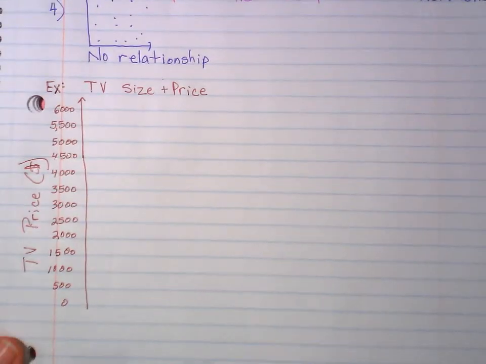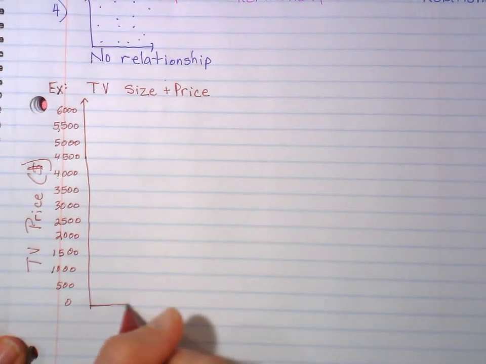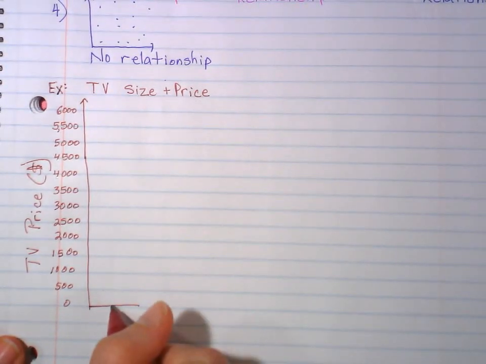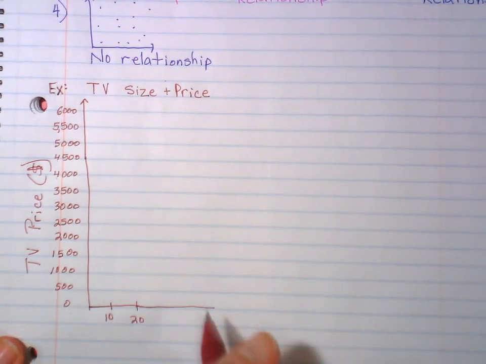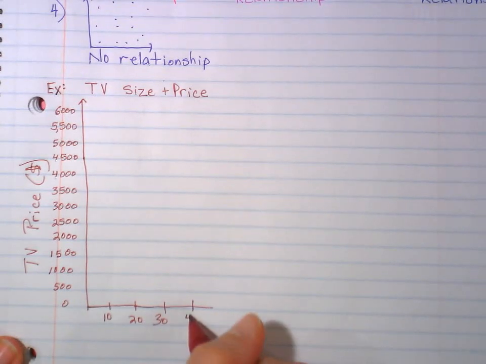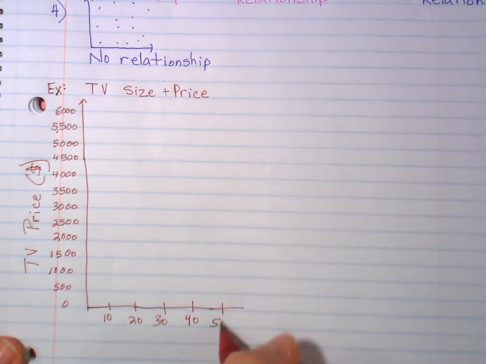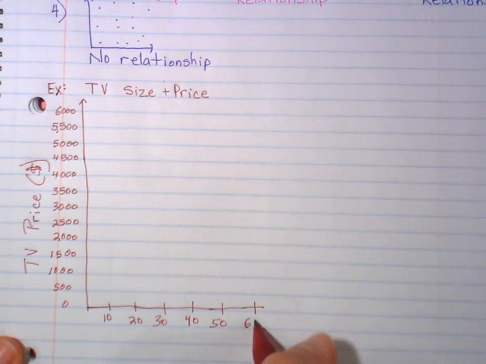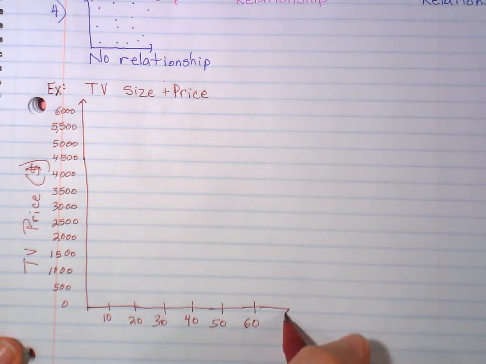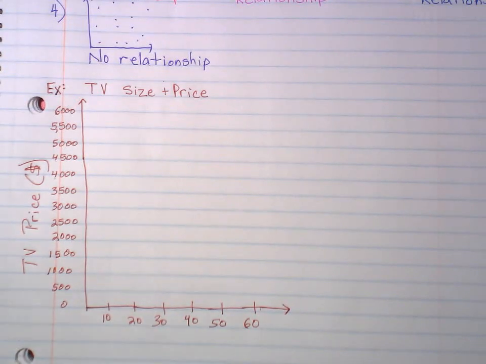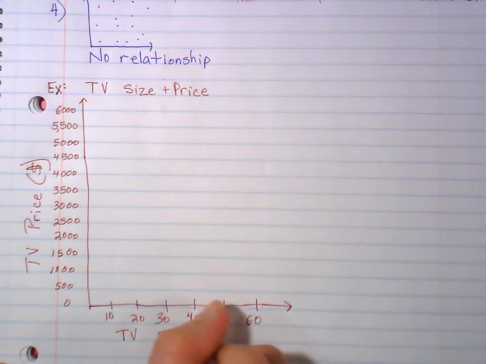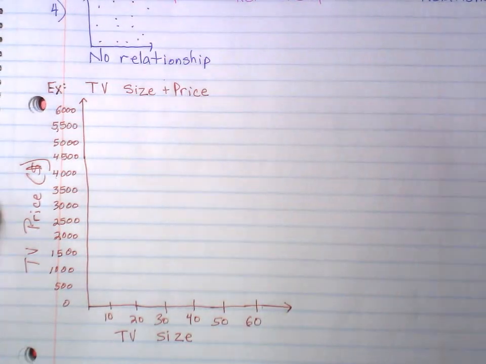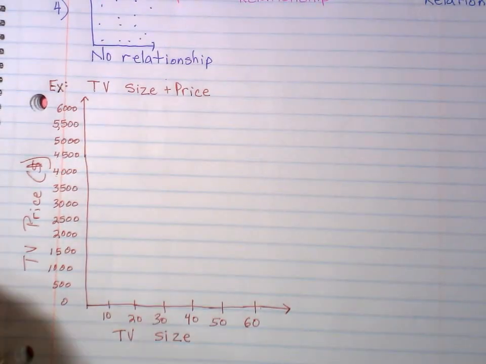And then we have the x-axis, which is going to have TV size. So 10, 20, 30, 40, 50, 60. So not only are we practicing interpreting and reading scatter plots, but we're also making one right now. So then you would have a list of data that would tell you, okay, here's the size of the TV, and here's the price. And then you would just plot it like X and Y coordinates.